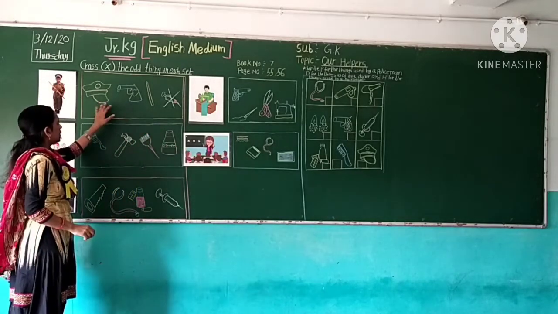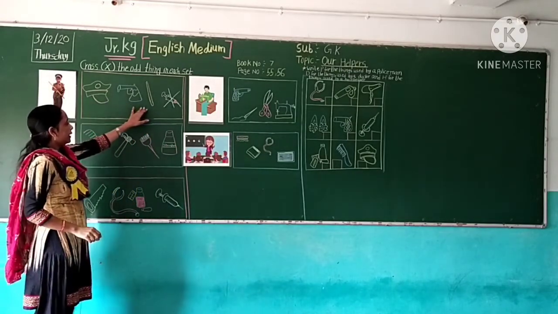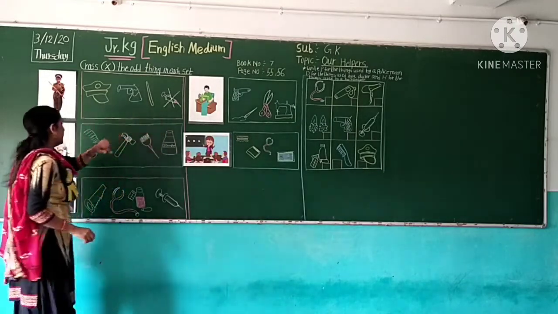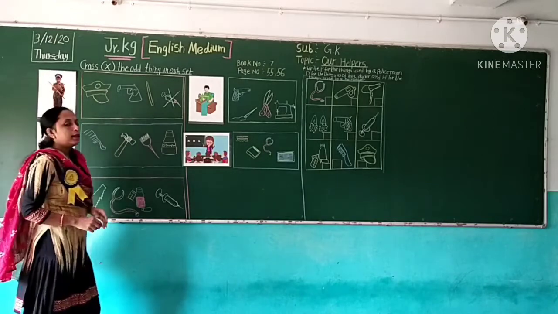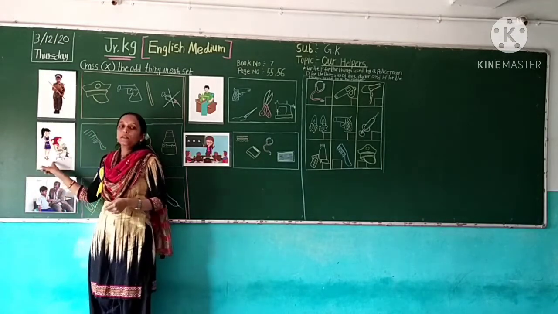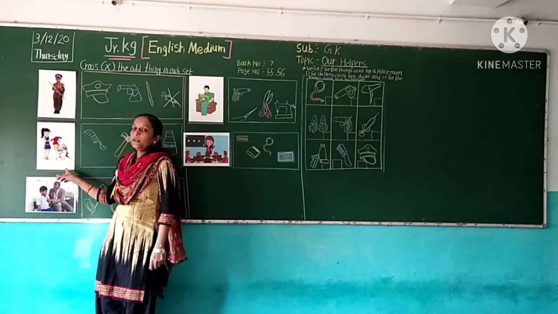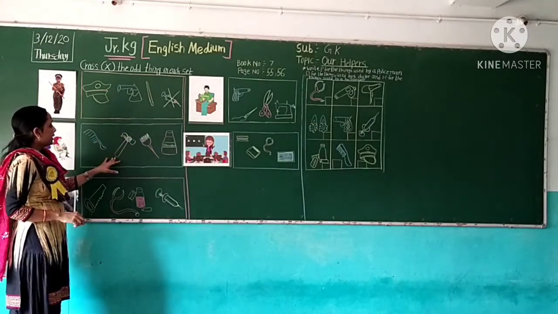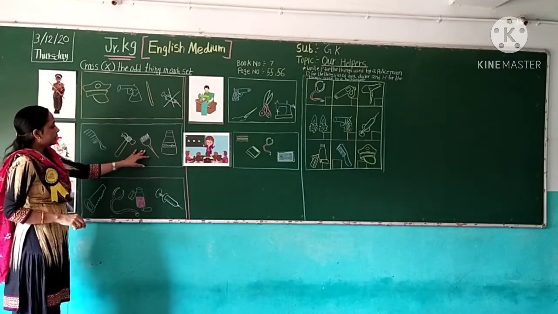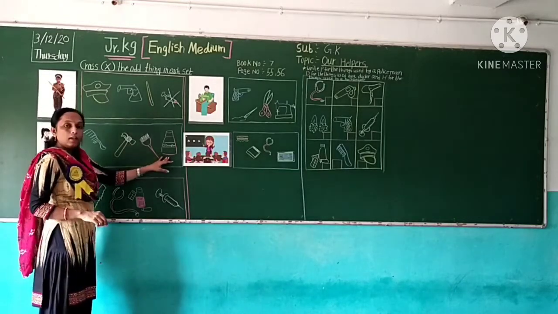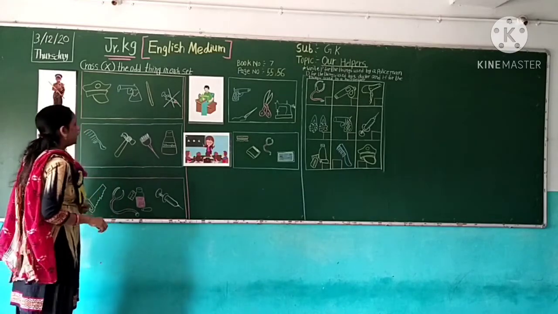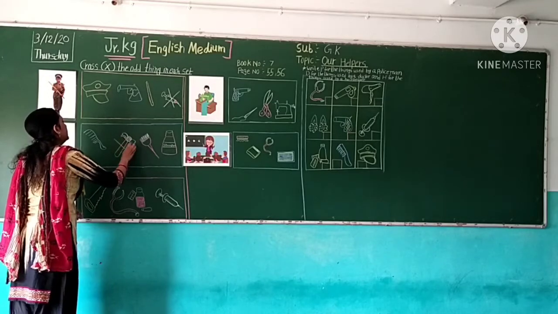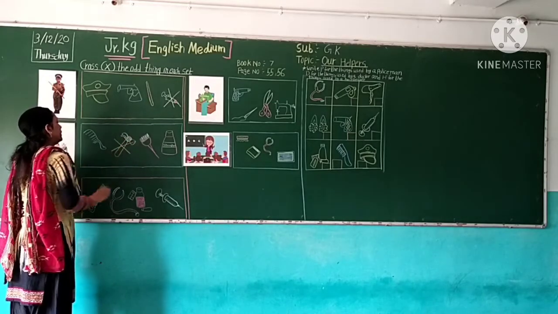Policeman uses a gun, cap, and stick. This injection is not used by a policeman. Okay, so we cross here. Now next, which helper is this? Hairdresser. Which picture is this? Hairdresser. So a hairdresser uses a comb. What is this? X. Which picture is this? Hairbrush and shampoo. So which thing is odd? This. Yes. A hairdresser does not use these things.